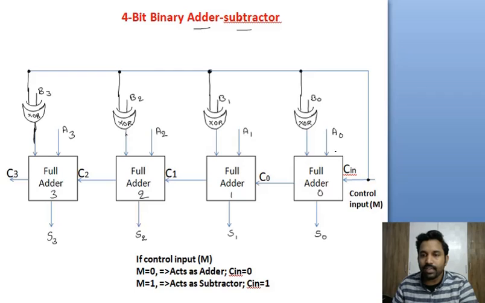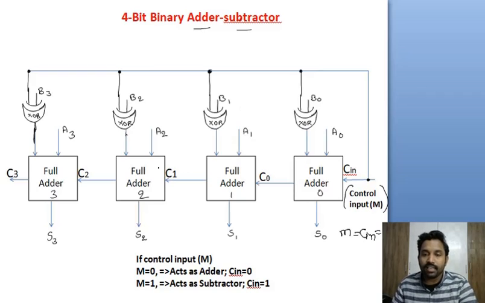outputs. And the point here is, A0, A1, A2, A3 are the 4 bits, and B0, B1, B2, B3 are the other 4 bits. But the B0 value is not taken directly, it is taken with the help of an XOR gate. For the XOR gate, one input is B0 and the other input is given a control input M. The control input M or Cn, both are the same here. So based on this control input signal, it will decide whether to perform addition or subtraction.